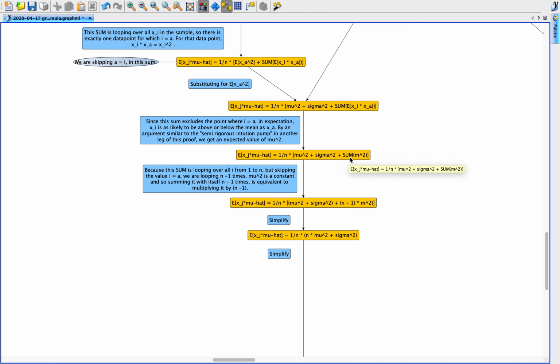Because the sum is looping from 1 to n, but skipping the value where i equals a, we are looping n minus 1 times. So here's where this n minus 1 first comes in. Mu squared is a constant, and so summing it with itself n minus 1 times is equivalent to multiplying by n minus 1. So now we have the expected value of xj times mu hat equals 1 over n times mu squared plus sigma squared plus n minus 1 times mu squared.